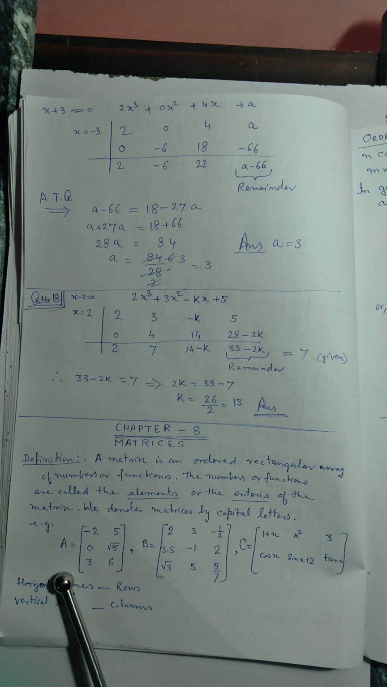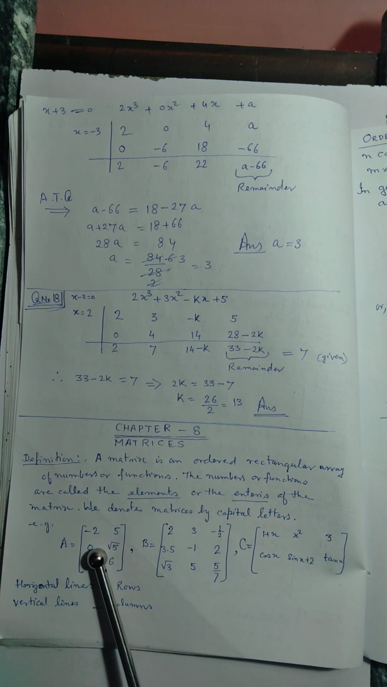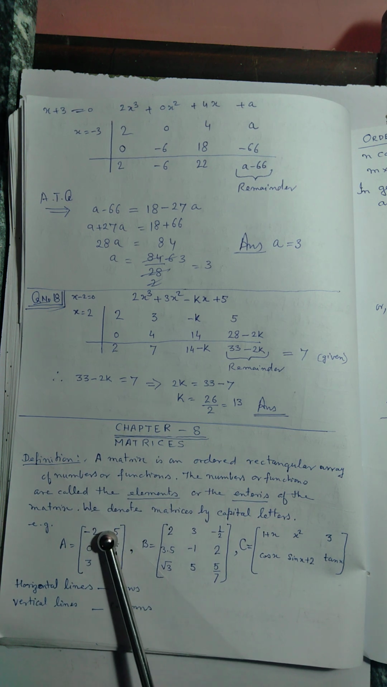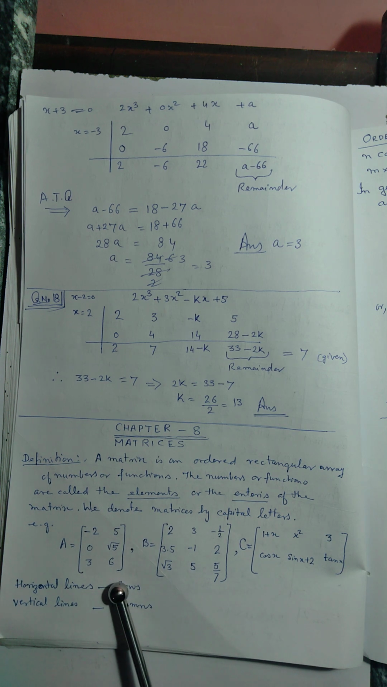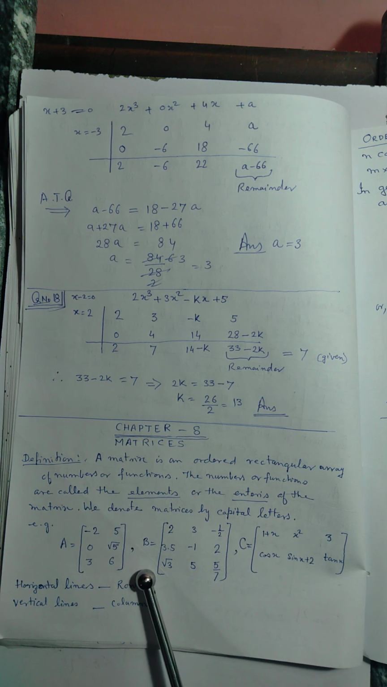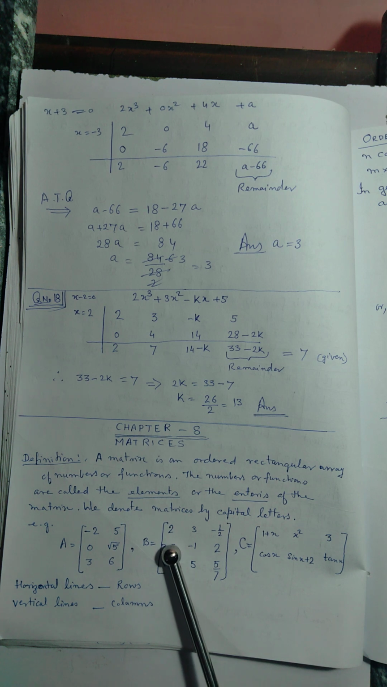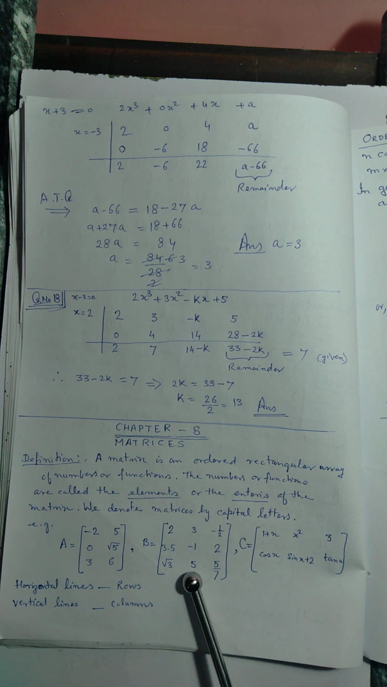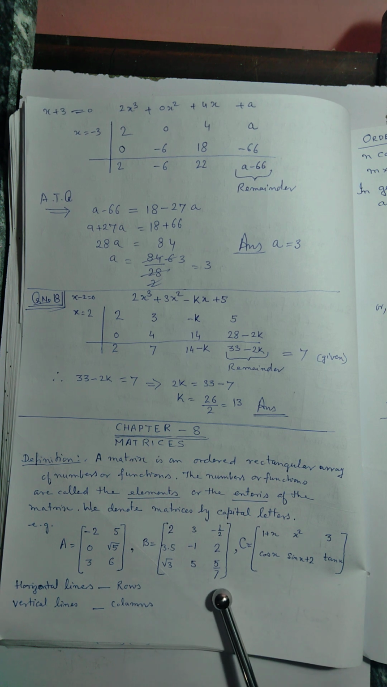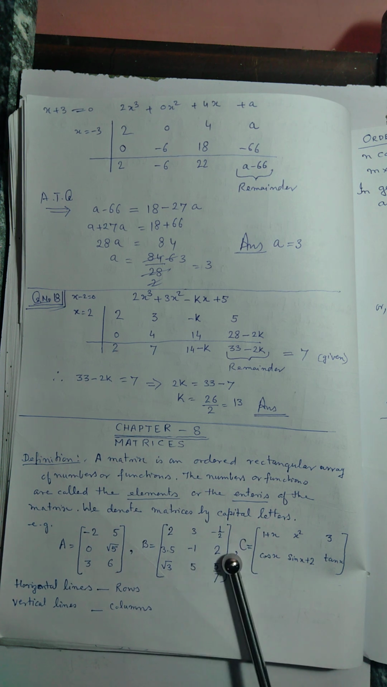Example here: A is a matrix, capital A, and its elements are -2, 5, 0, √5, 3, 6. And these numbers are bracketed by a square bracket. There is a second matrix B, so its elements or entries are 2, 3, -1/2, 3.5, -1, 2, √3, 5, 5/7. Again, these elements have been put inside the square bracket.